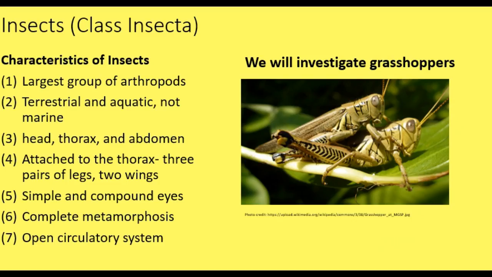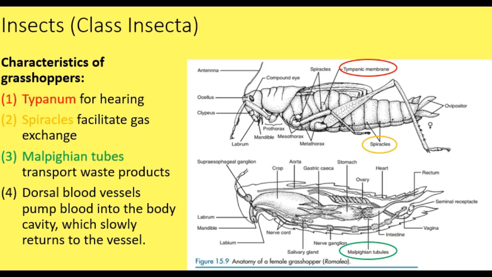Insects are the largest group of arthropods. They're extremely abundant in terrestrial habitats, and many occur in fresh water as well, but none occur in marine habitats. They have a head, thorax, and abdomen. Attached to the thorax are three pairs of legs and two wings. They have simple and compound eyes and undergo complete metamorphosis. They have an open circulatory system.